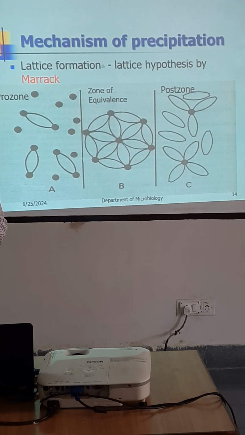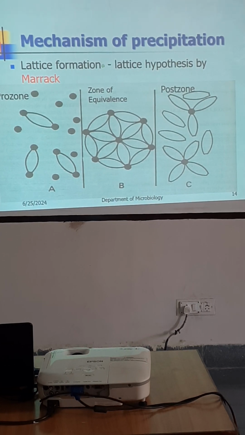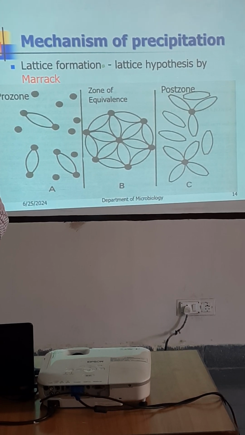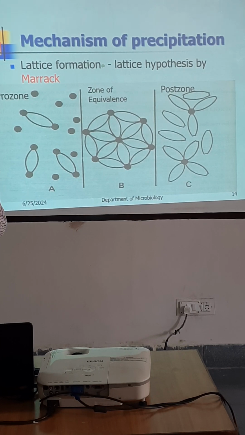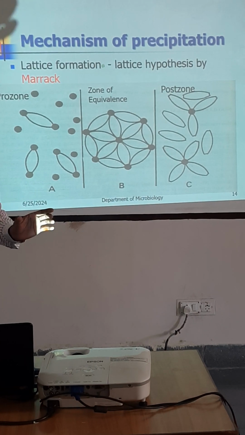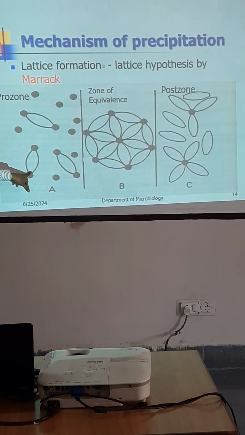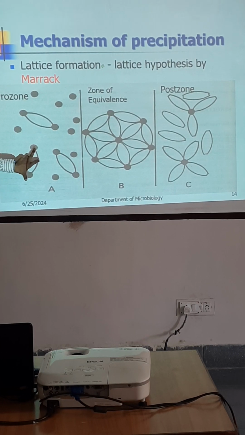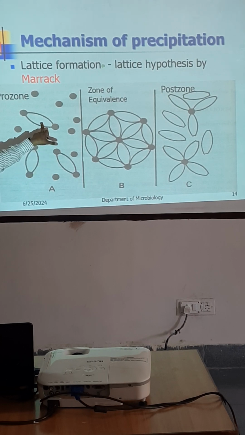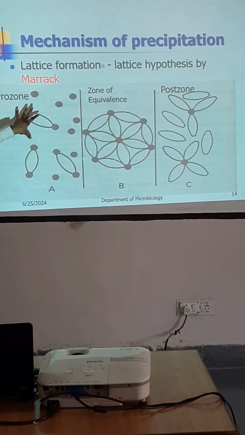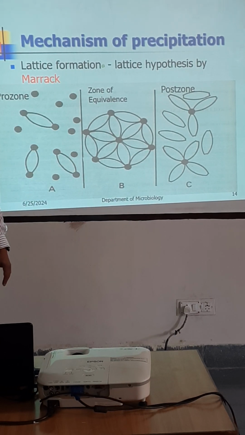Now we come to the next point of the topic, the mechanism of precipitation. Here you can see the lattice formation. Lattice is the hypothesis proposed by Marrack. Here he proposed three zones of the antigen-antibody reaction. One is called the prozone, where antigen is in excess and antibody is low. As you can see, these are the antigen, this is the antibody, and these are the antigen combining sites, where only two antigens can combine with these antibodies, while the remaining antigens do not have the exact amount of antibodies to combine. Then there is the zone of equivalence, or lattice formation.